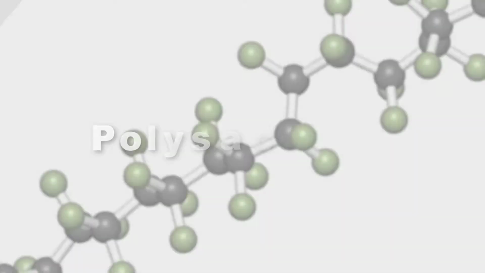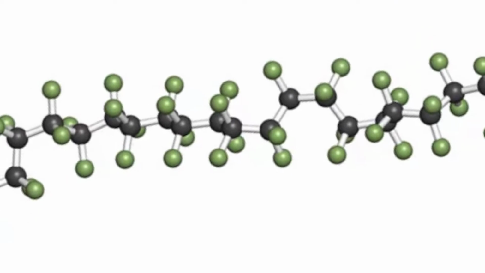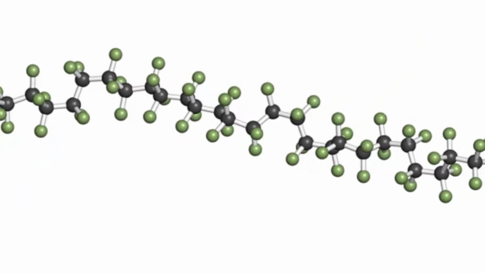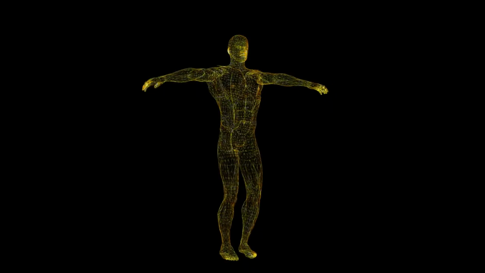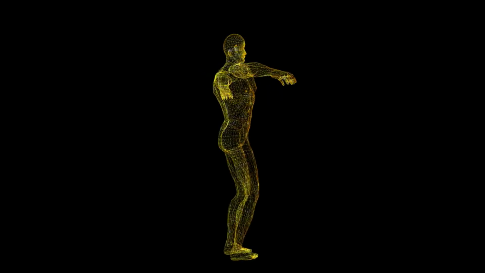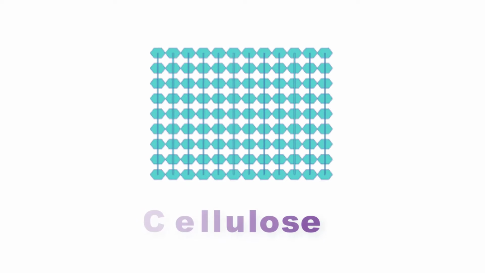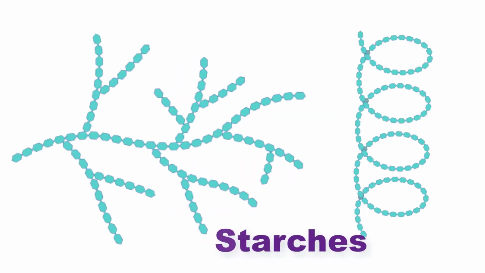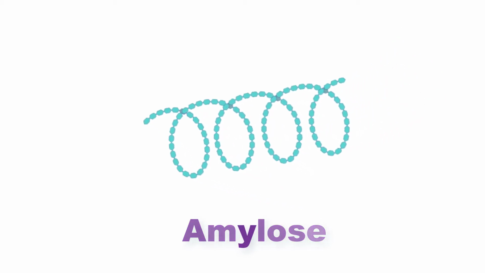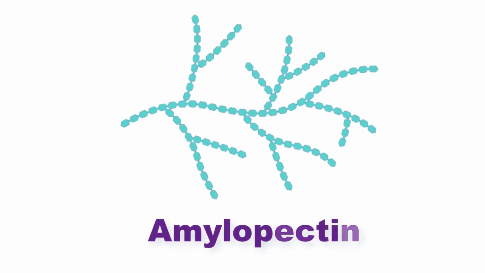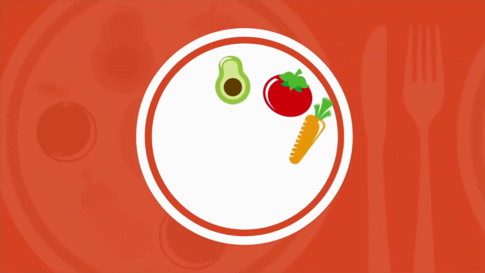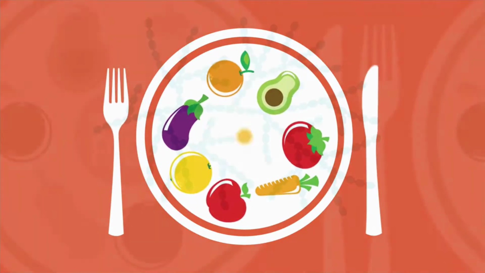Polysaccharides. Polysaccharides can contain a few to 1,000 or more monosaccharides. 3 polysaccharides are important to the human body: starches, glycogen, and cellulose. Starches are polymers of glucose. They occur in long chains called amylose, or branched chains called amylopectin. Both of these are stored in plant-based foods and are relatively easy to digest.